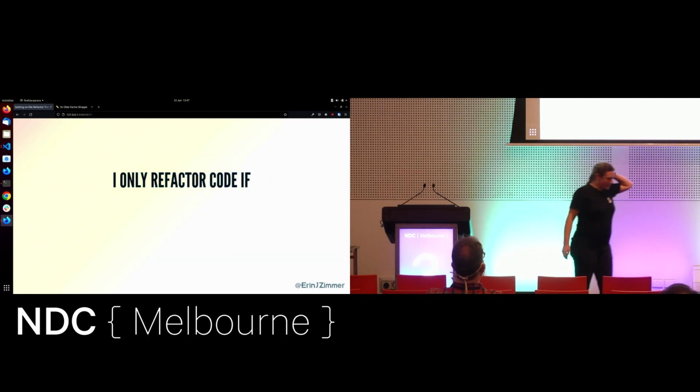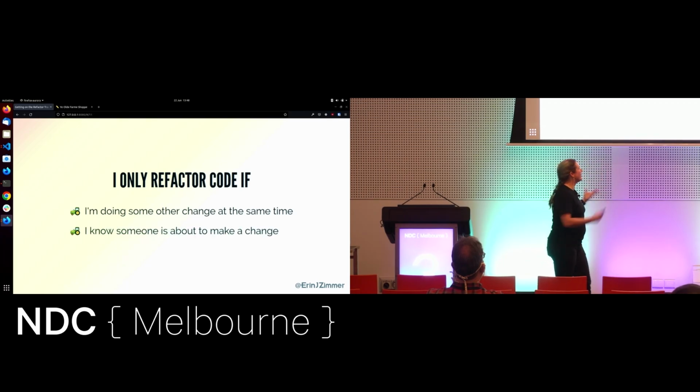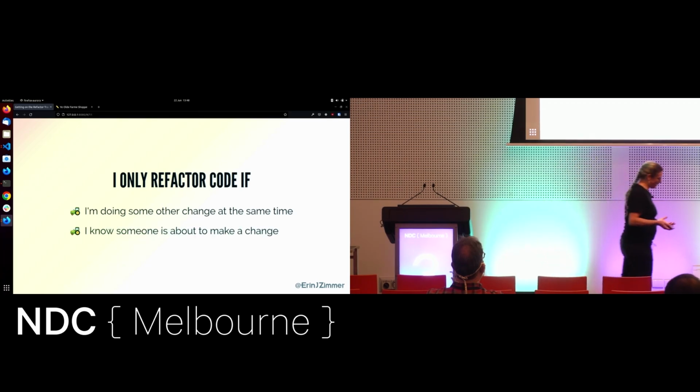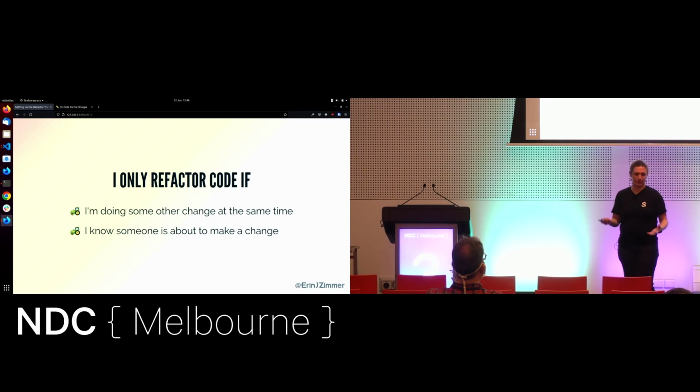Okay, so my general rule of thumb for refactoring is that I only refactor code if I'm about to make a change to it, or I know someone else is about to make a change. And the reason for that is that if I'm about to make a change, then I know that my refactoring is going to provide value, right? It's not going to be a waste of time.